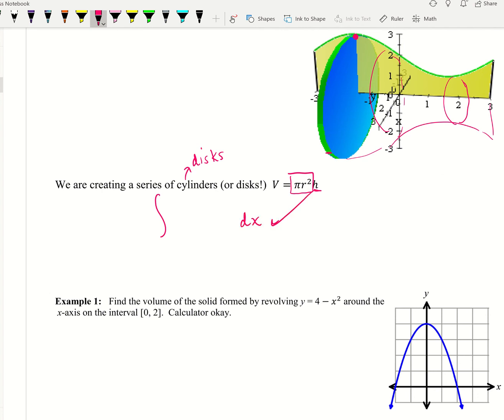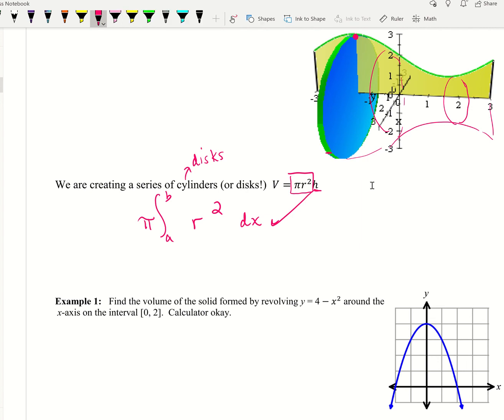Okay, so that's what we'd really like, because we'd like to have as many disks here as we can. And then what we'd like to do is find the pi r squared, and I usually pull that pi out front, for each of these cylinders, and we're going to add them all up from A to B. Now you might notice pi r squared looks like the formula for the area of a circle, where the height, or width, of each of these disks is very, very small.